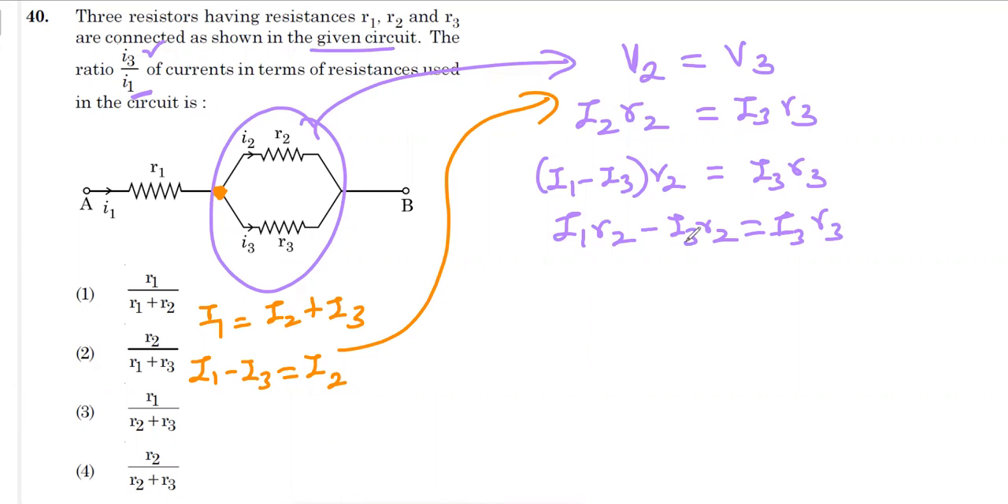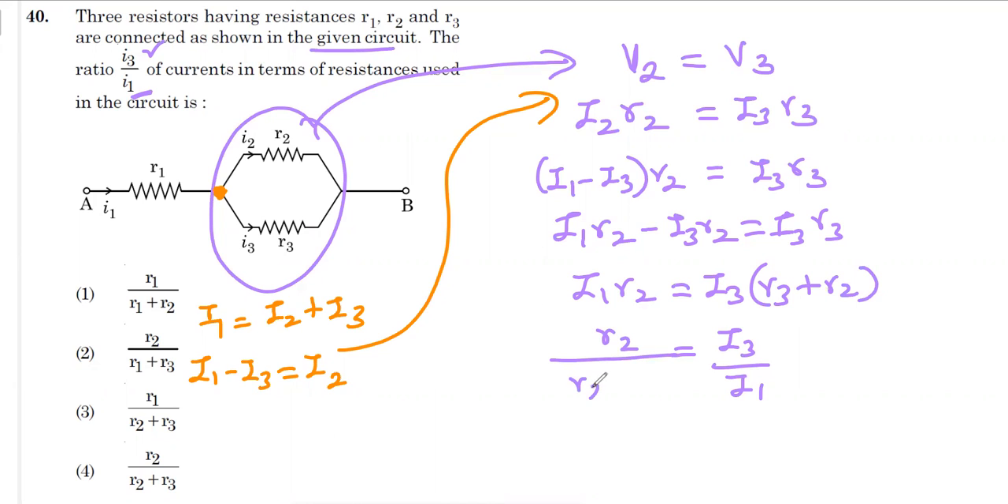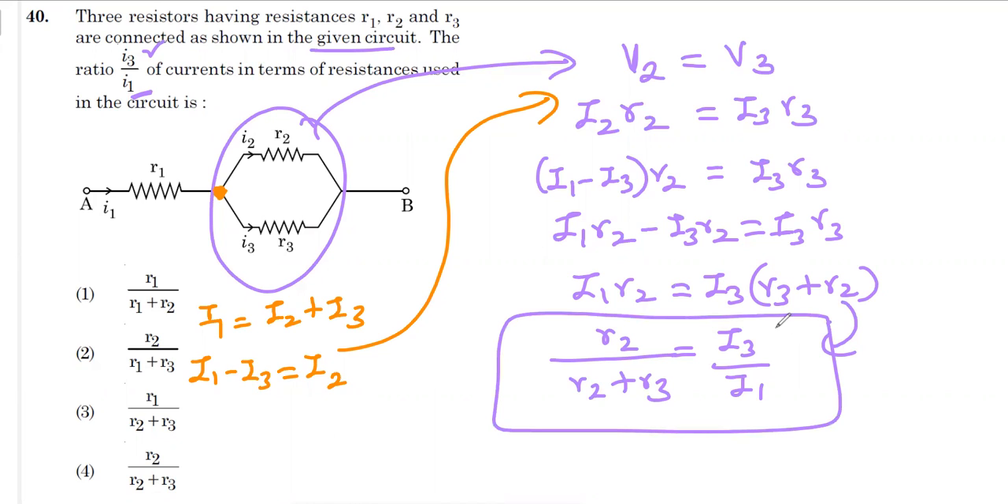So I just have to collect the I3 terms together: I1 R2 equals I3 times, taking I3 common, R3 plus R2. So rearranging for I3 by I1, I3 by I1 will be equal to R2 by R2 plus R3. I hope this is clear. Very simple conversion: rearrange, with parallel and then junction. So R2 by R2 plus R3 is the value of it. Okay, done.